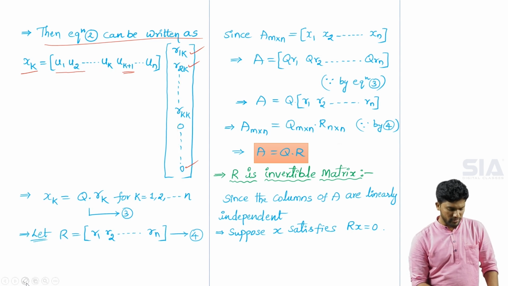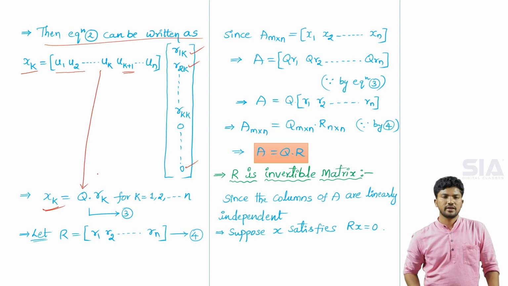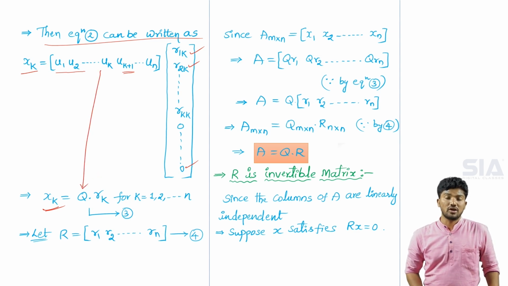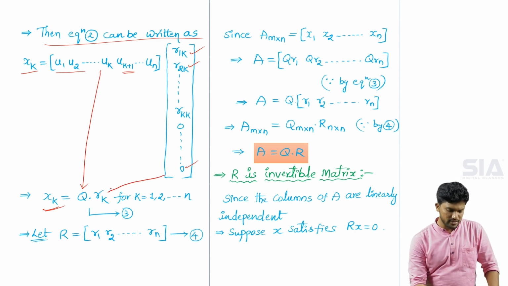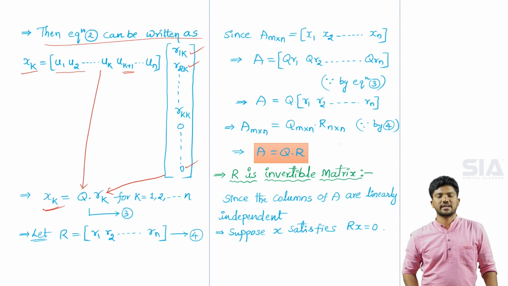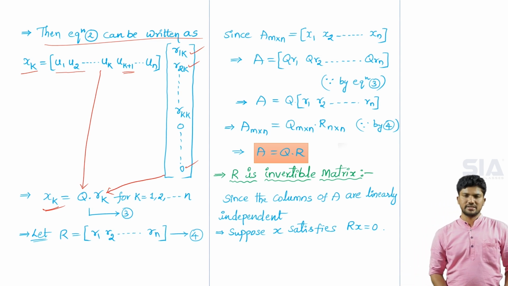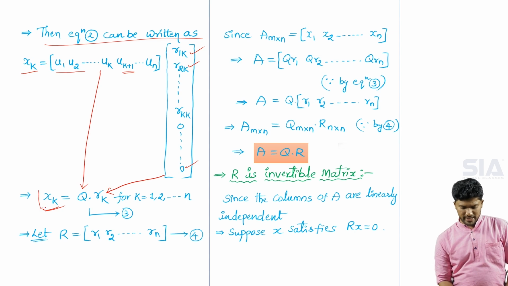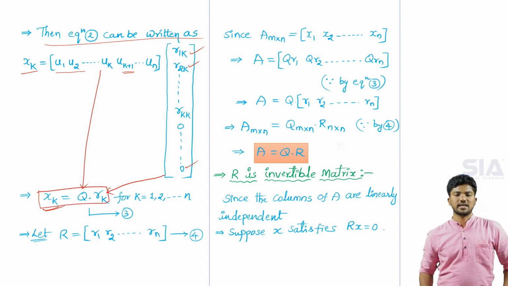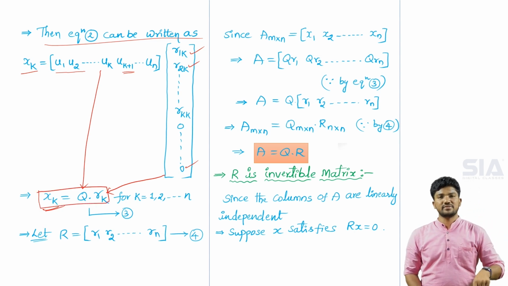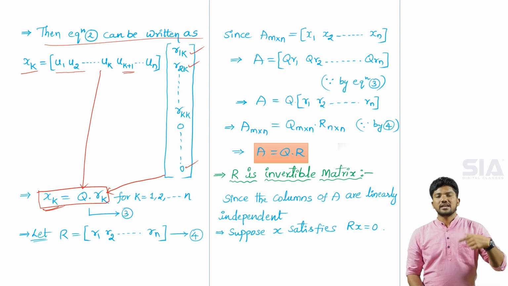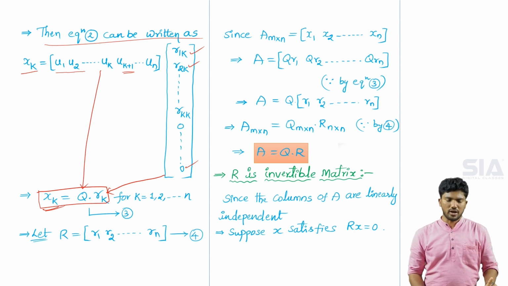So now clearly we can write the LHS value x suffix k is equal to Q, the orthonormal columns of the column space of capital A, times this small r suffix k, for k equal to 1, 2 up to so on small n. That is taken as equation number 3. x suffix k is equal to Q into r suffix k, where x suffix k is the given basis from the Gram-Schmidt process.